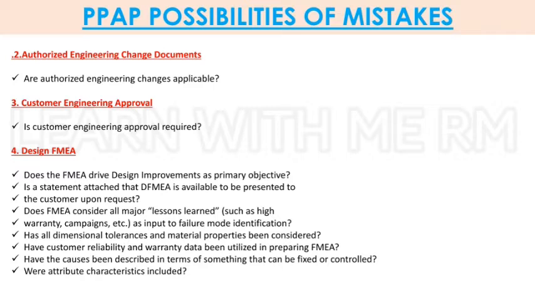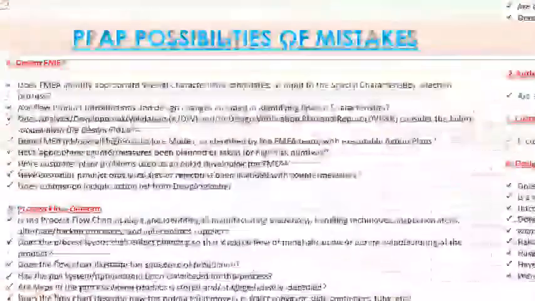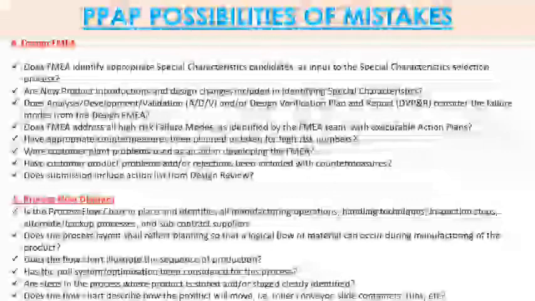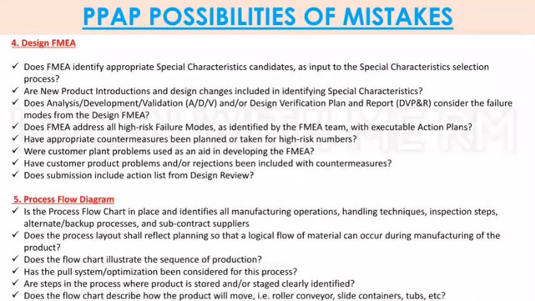Have the causes been described in terms of something that can be fixed or controlled? Were attribute characteristics included? Does FMEA identify appropriate special characteristics candidates as input to the special characteristics selection process? Are new product introductions and design changes included in identifying special characteristics?